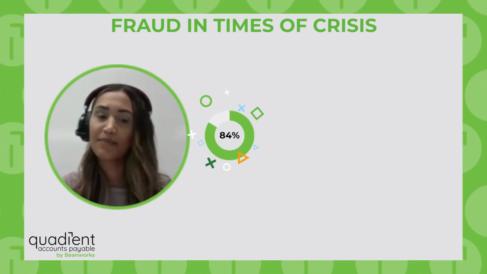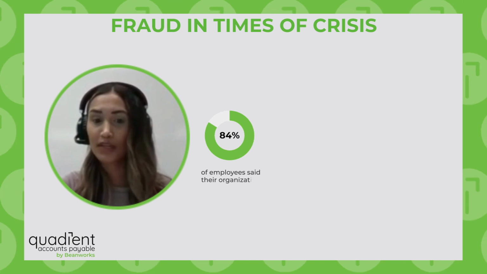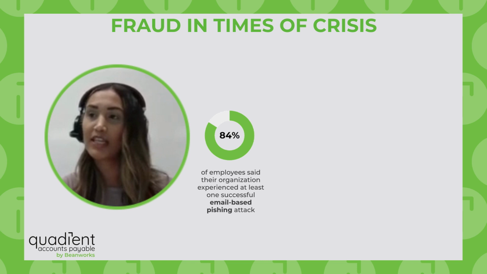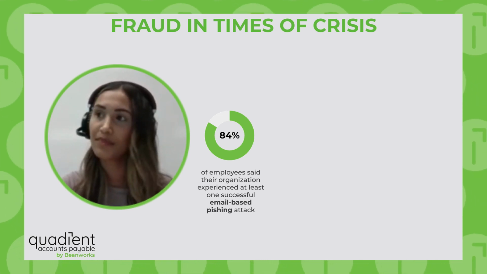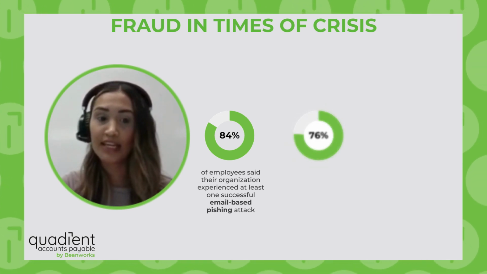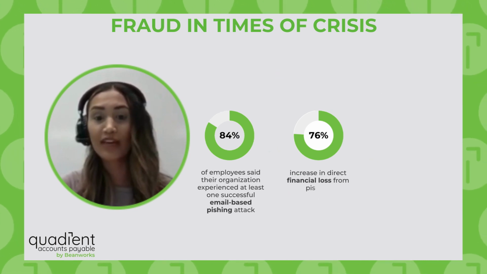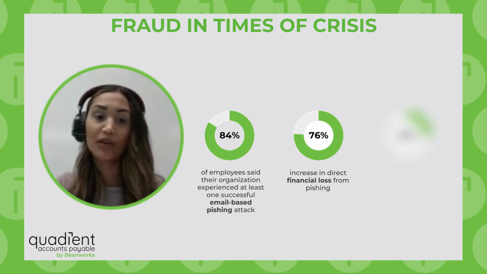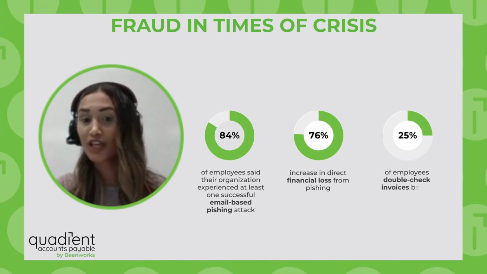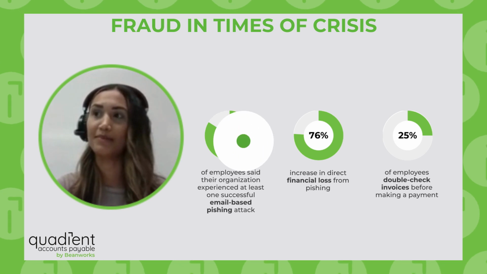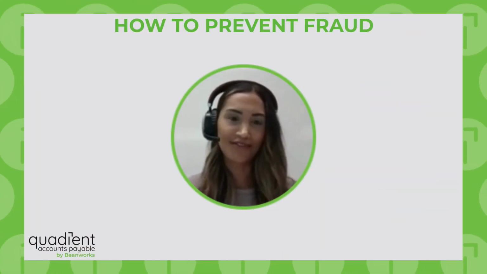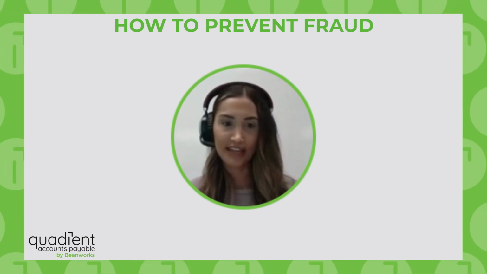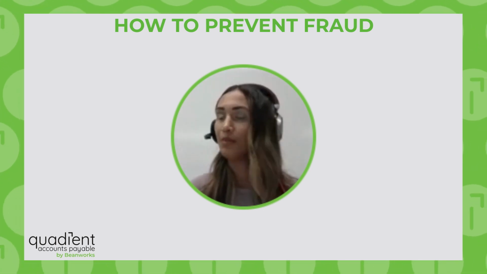In a recent study, 84% of employees said their organization had experienced at least one successful email-based phishing attack last year. The same study reported a 76% increase in direct financial loss from successful phishing attacks, and yet only 25% of employees double check an invoice before making a payment. That was the scary part. The AP function is at risk of fraud, and the potential consequences are significant. But what can you do about it?